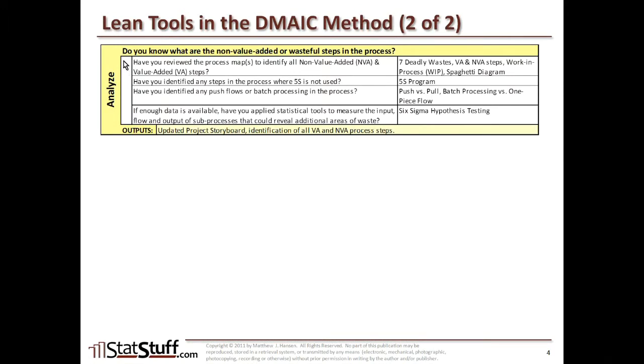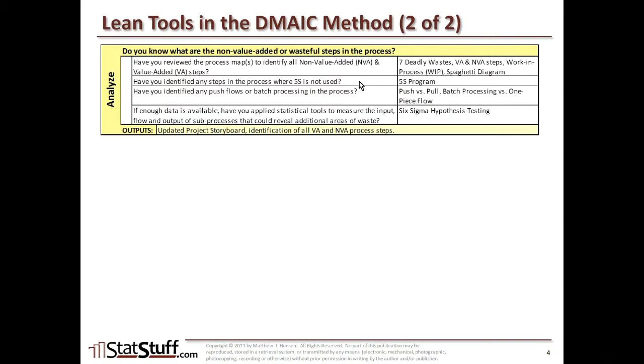The top-level question for the analyze phase is, do you know what are the non-value-added or wasteful steps that are in the process? Well, if you're not sure and if you haven't analyzed the process in that way, then here are the questions you want to ask to help guide you in that direction. First, have you reviewed the process maps to identify all the non-value-added and the value-added steps? Well, if you haven't, then you might refer to these tools like the 7 deadly wastes, or identifying the differences between how you can figure out what value-added and non-value-added steps are, or looking at work in process, or maybe using a spaghetti diagram.